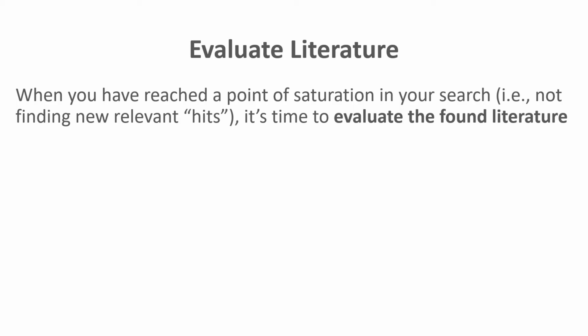Okay, so what is the second step in performing the literature review itself? Well, that is to evaluate the literature. And so when you have reached a point of saturation that I've been mentioning, and this is a point of saturation in your search, which means that you're not finding new relevant hits. So you're not finding any new sources that seem to be relevant for your phenomenon of interest. And therefore, everything you're finding, you've either already found before or you've deemed it irrelevant before. So once you've reached this point of saturation, it's time to evaluate your found literature.